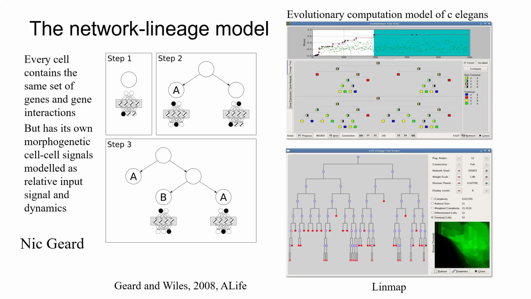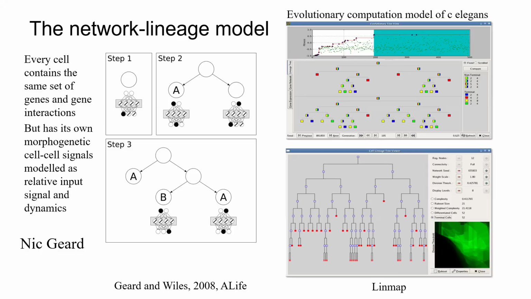So he started with every cell contains the same set of genes and the same set of gene interactions, but the expression is unique to that cell. They have inputs, so morphogenetic cell-to-cell signals. And then he evolved that. We were doing a lot of work in evolutionary computation at the time and ended up with lineage trees. It's very hard to see at a glance this whole space.